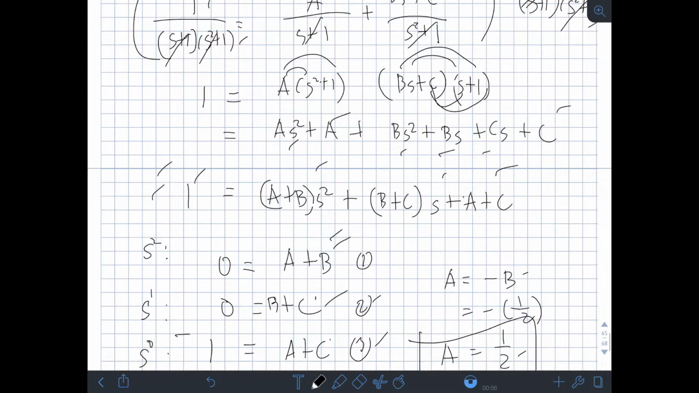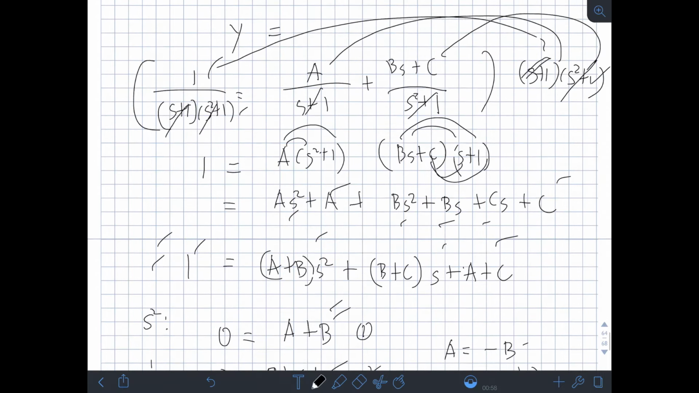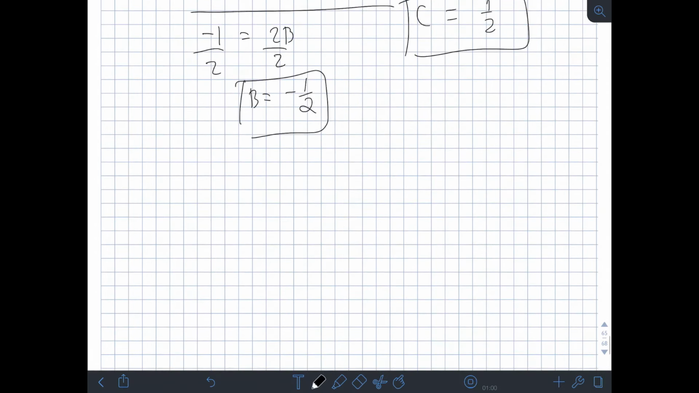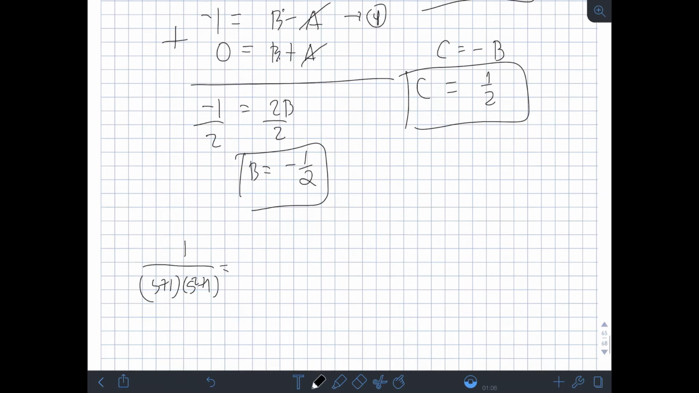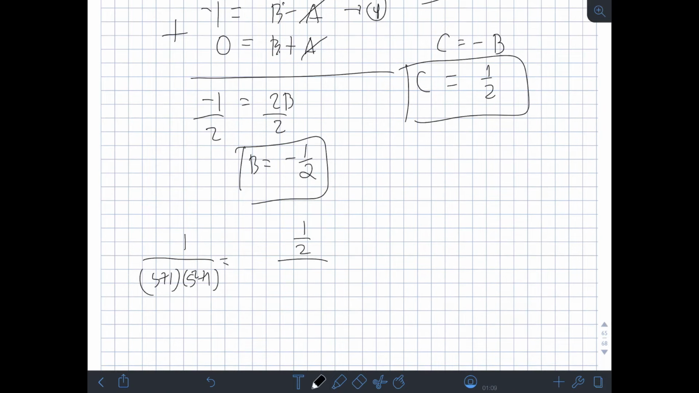So, plug in natin ngayon dito sa decomposed version. So, we have 1 over s plus 1 times s squared plus 1 is equal to, a natin is 1 half, right? Over s plus 1 plus b natin is negative 1 half times s plus c na 1 half over s squared plus 1.